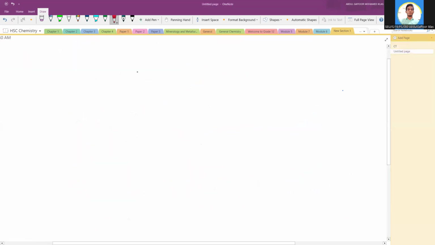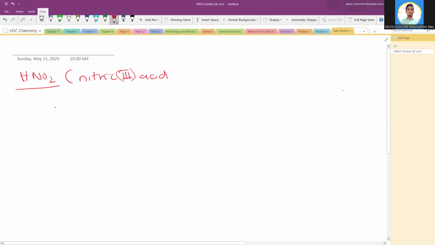And now we'll move to the next type, that will be HNO2, right? So nitric 3 acid. HNO2, the name is what? Nitric 3 acid. Why? Because nitrogen may have +3 and +5 oxidation states. So here it is HNO2, in HNO2 the oxidation number is +3, right? So do you know how to determine the oxidation number?